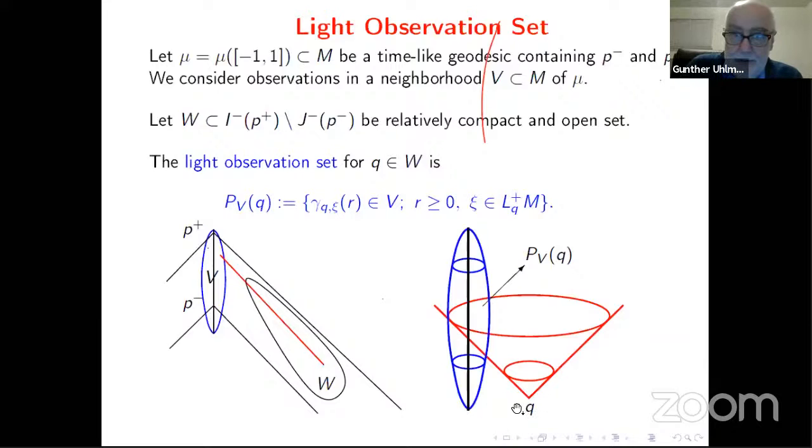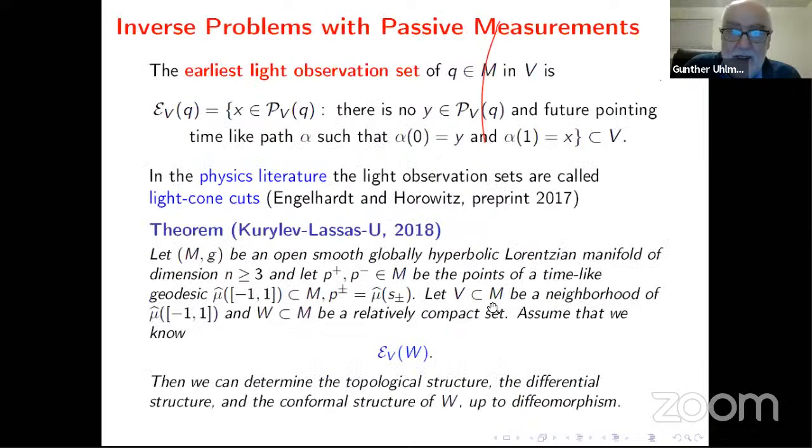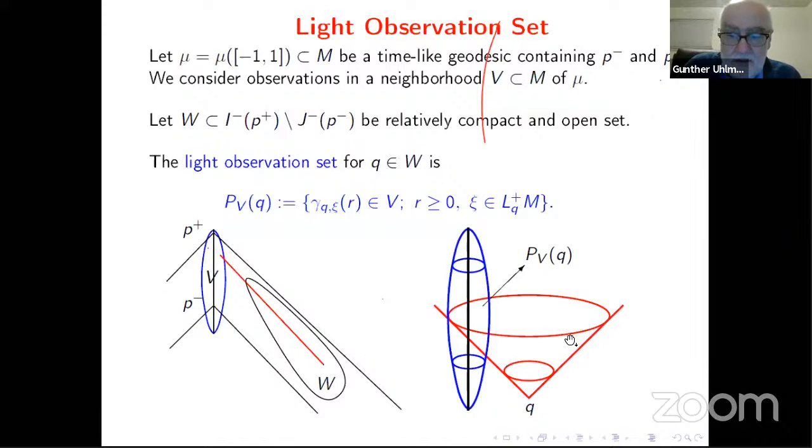But again, I drew the cone of light in a straight way, but there is gravitational lensing, as I pointed out earlier. And the light cones are not necessarily straight. They might have many complications, and particularly can come back. And then you define what's called the earliest light observation set. So the first time that you observe the sources of light, you see this set for the first time. So if it comes back, we don't take that into account.